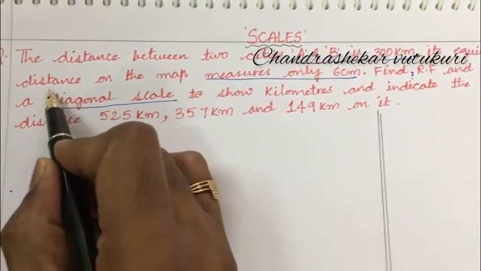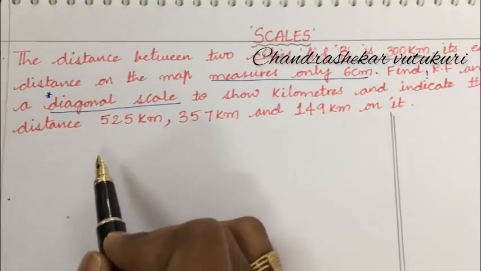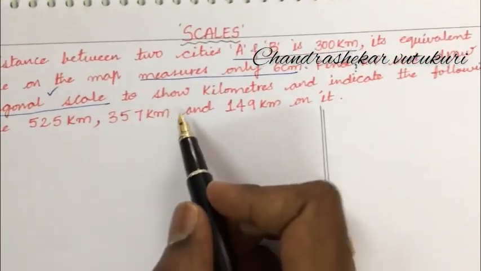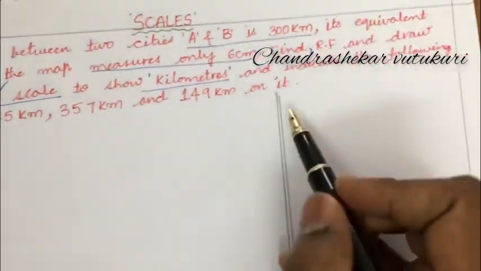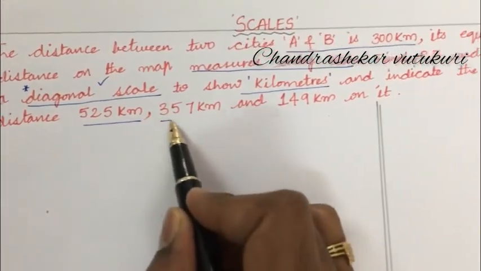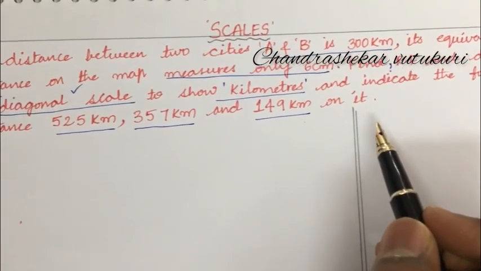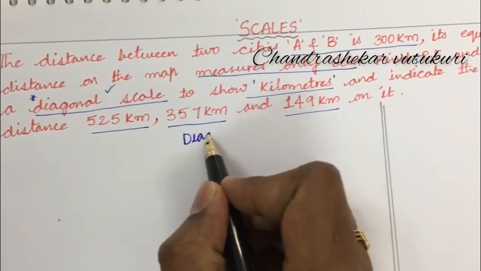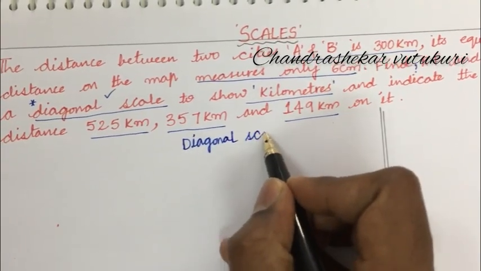If you look at this question, in the earlier videos it was not specified which type of scale it belongs to, but here it is directly specified in the question. It is said to be a diagonal scale to show kilometers. Only kilometers are mentioned, and indicate the following distances on it: 525 kilometers, 375 kilometers and 149 kilometers. I hope you are very clear with the question. This is all about the diagonal scale. So we got 50% of the knowledge: we came to know that the scale is a diagonal scale.